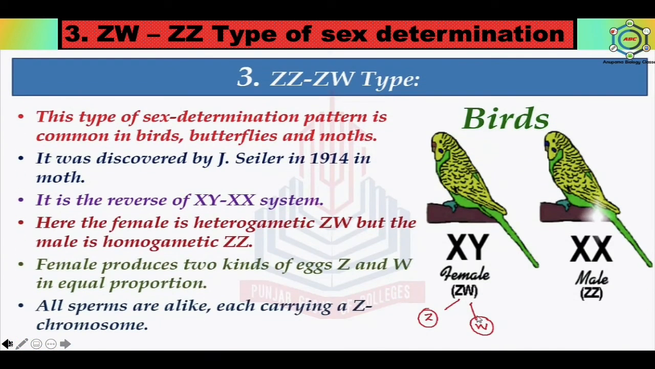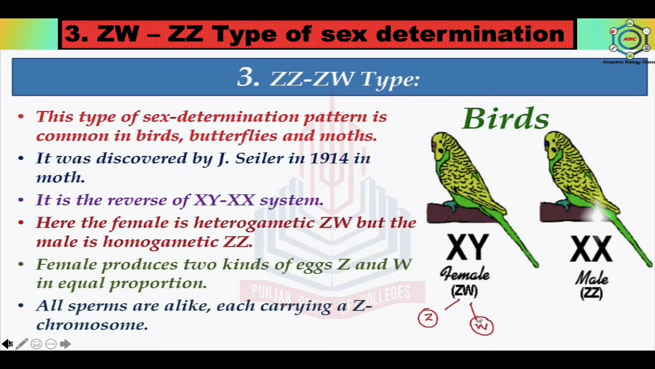In this condition, this type of sex determination pattern is common in birds, butterflies and moths. It was discovered by J. Seiler in 1914 in moth, and it is the reverse of the XY-XX system. Here, the female is heterogametic, that is ZW, but the male is homogametic, that is ZZ.